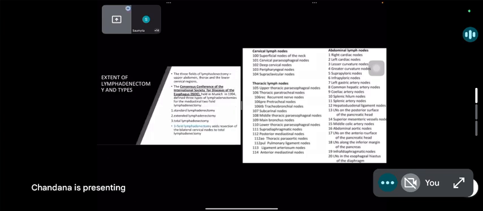So, extent of lymphadenectomy. The 3-field lymphadenectomy includes the upper abdomen, thorax and lower cervical regions.